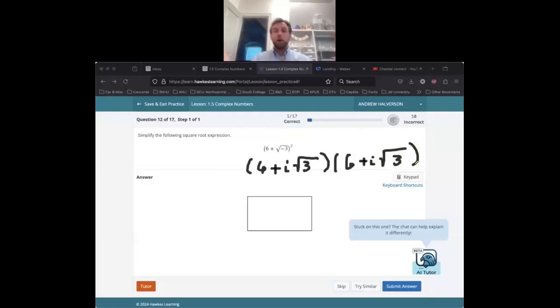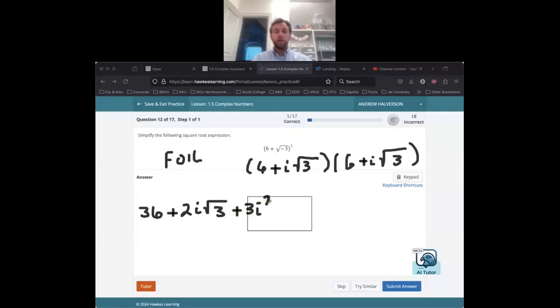And then you multiply the binomials. You apply the FOIL method from here. The FOIL method. So the answer, by the way, just to help you all out, you all do the FOIL method on your own, but when we do this, we get 36 plus 2i square root of 3 plus 3i squared.